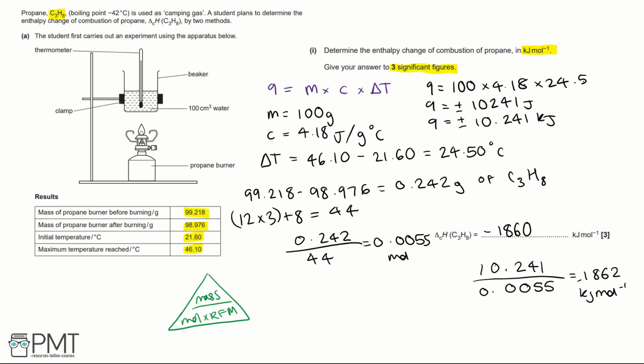To get the 3 marks for this question, you get a mark for working out your kilojoules or your joules. You get a mark for working out the moles of propane, and then you get a mark for working out the enthalpy change of combustion of propane and writing it to 3 significant figures. So minus 1,860 gets you your third mark.